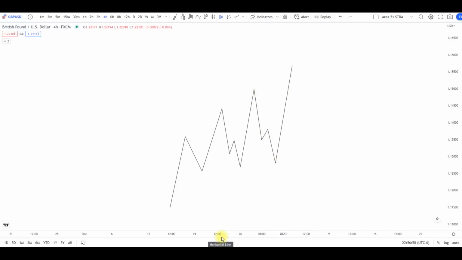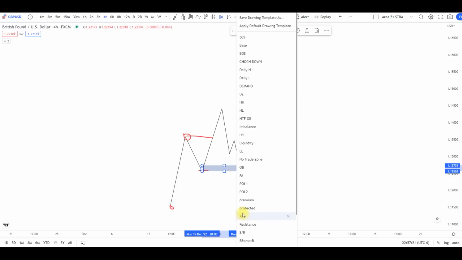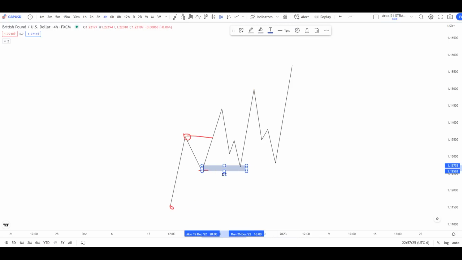So where are our liquidity zones here? Let's say we have a low here. We have a higher high breaking the structure to the upside, and then we have our higher low. After the break of this structure, we must have some type of demand zone somewhere here. So let's say we have a demand zone somewhere here.